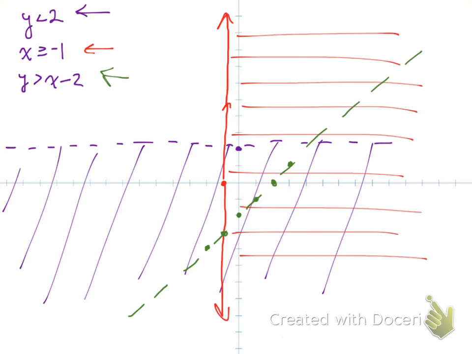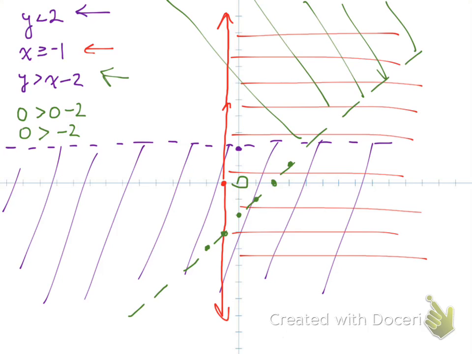Let's test the origin and see if it satisfies the inequality. 0 is greater than 0 minus 2. 0 is greater than -2. That's true, which means we want to make sure we shade toward the origin, which is right there. So we're going to shade toward the origin, and try and stay focused on what region is going to get shaded by all three inequalities.